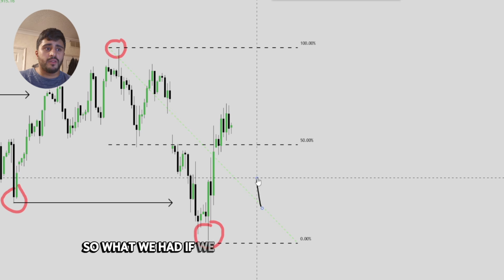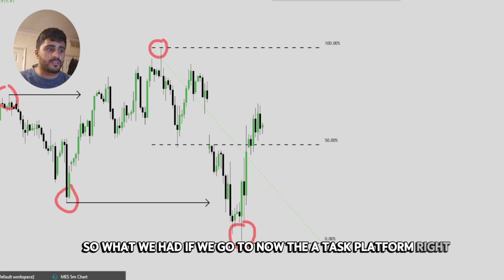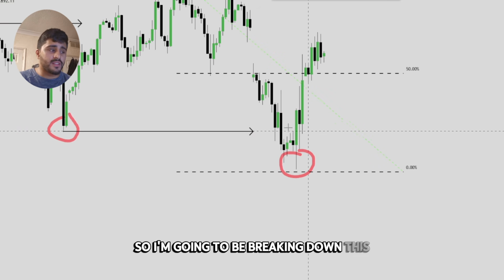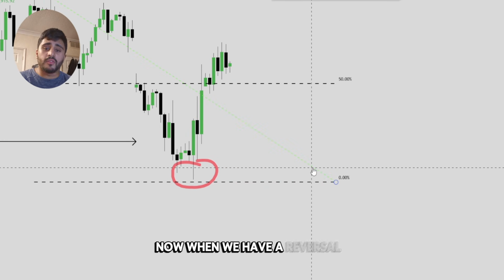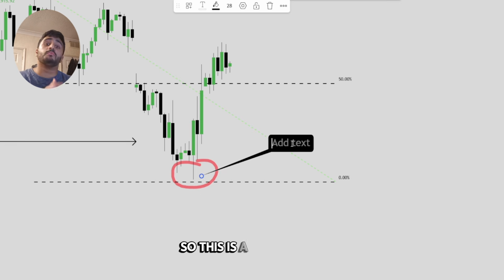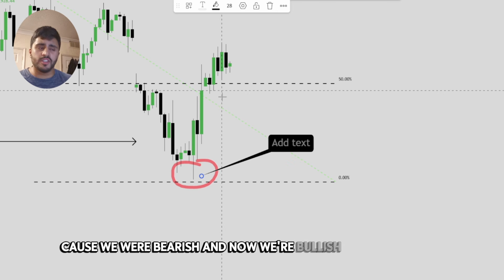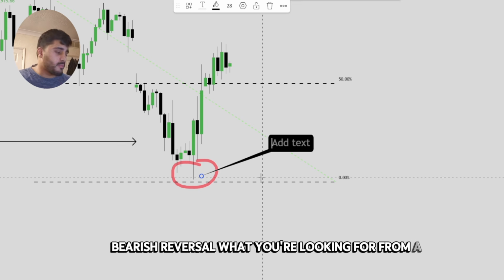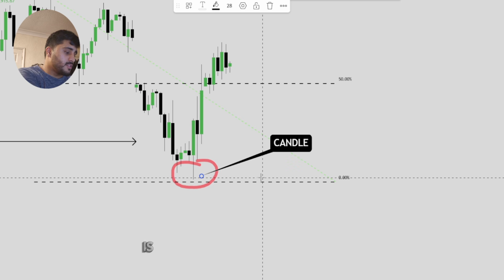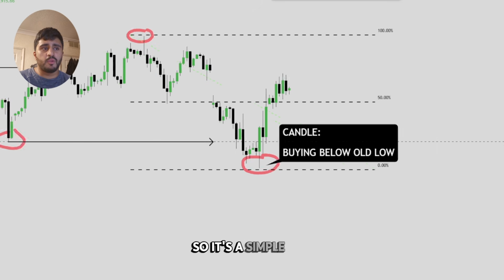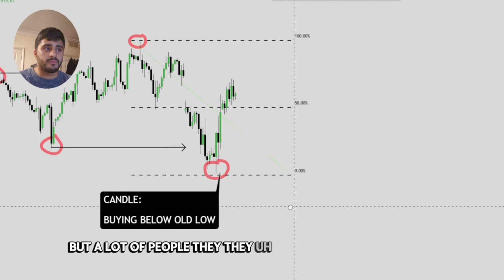What we had, if we go to now the ATAS platform, right? The ATAS platform is over here. So I'm going to be breaking down this low. Now, when we have a reversal, right? When we have a reversal, what we're typically looking for is, this is a bullish reversal because we were bearish and now we're bullish. When you see this bearish reversal, what you're looking for from a candlestick perspective is you want to be buying below old lows, buying below old lows. And so, what do I mean by that? It's a simple concept, but a lot of people kind of mess this up, right?